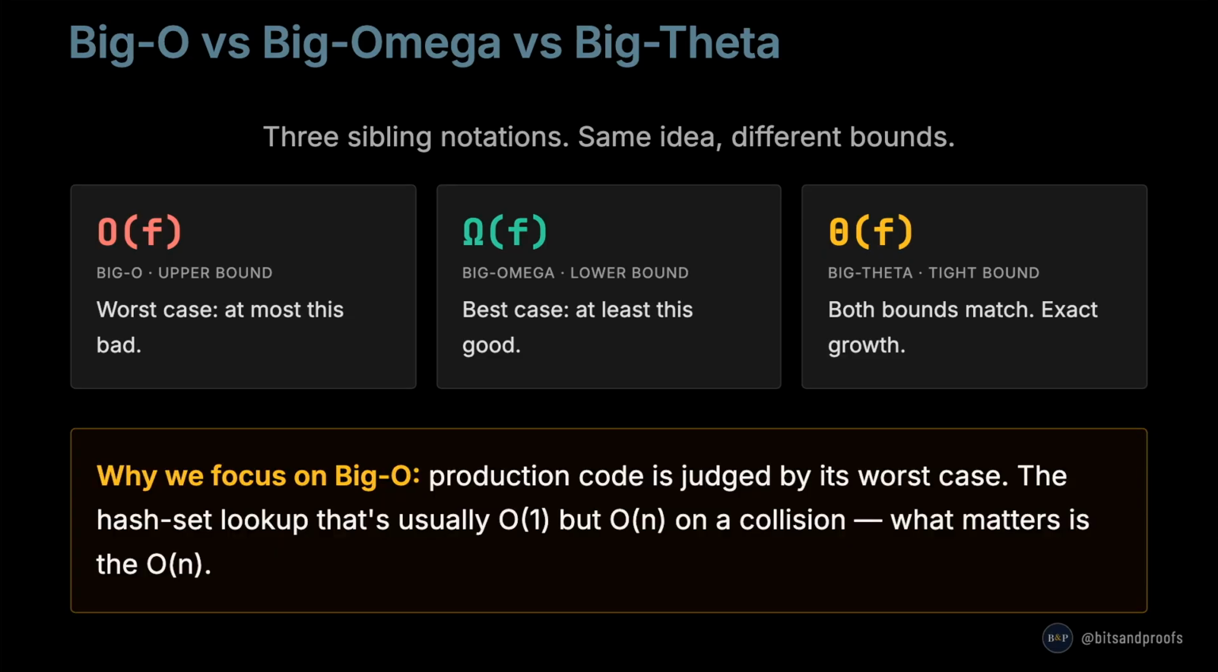Why do we focus on big O in practice? Because production code is judged by its worst case. The hash set lookup that's usually O of 1 but O of n on a hash collision. What matters is the O of n. That's the case that bites you when traffic spikes. Engineers want to know, how bad can this get? That's the big O question. Best case is for textbooks. Worst case is for production. So big O wins in engineering practice.